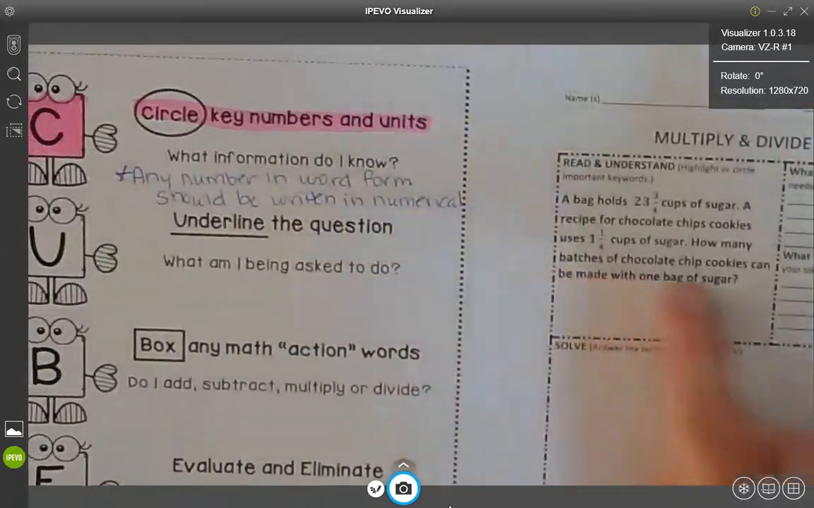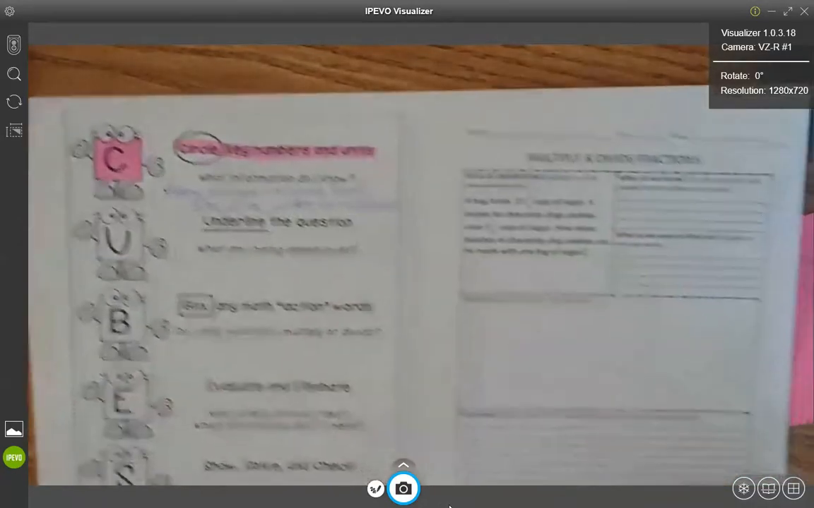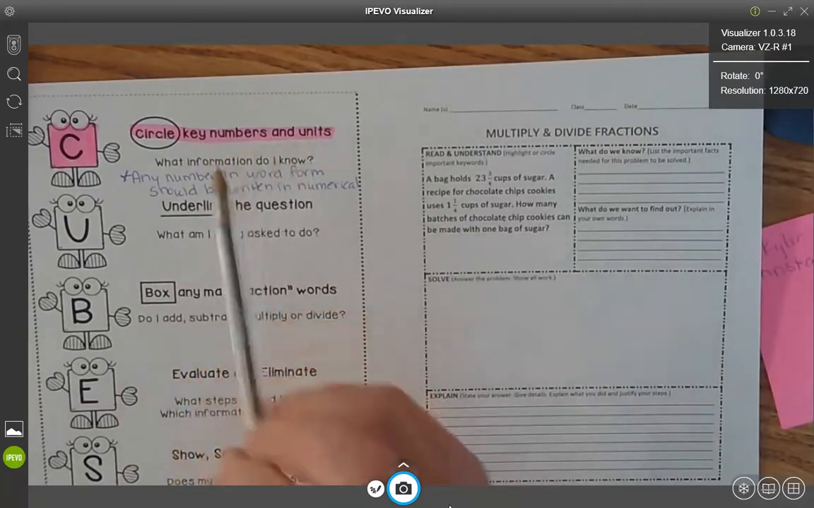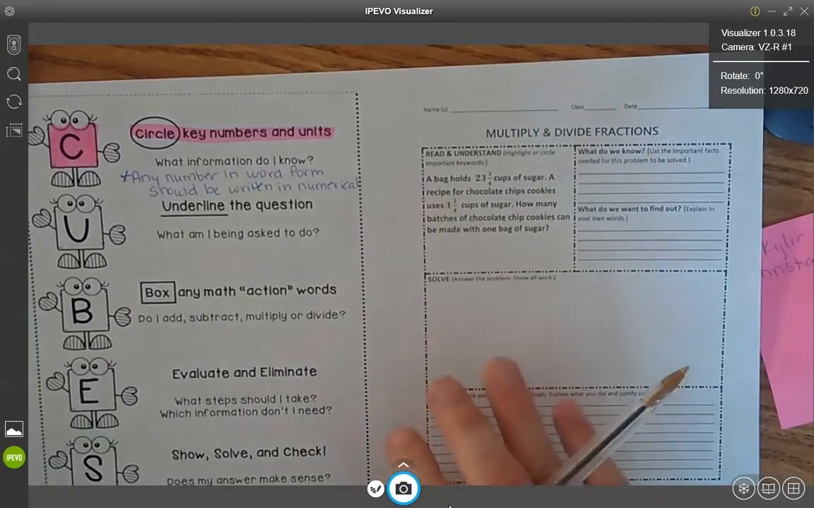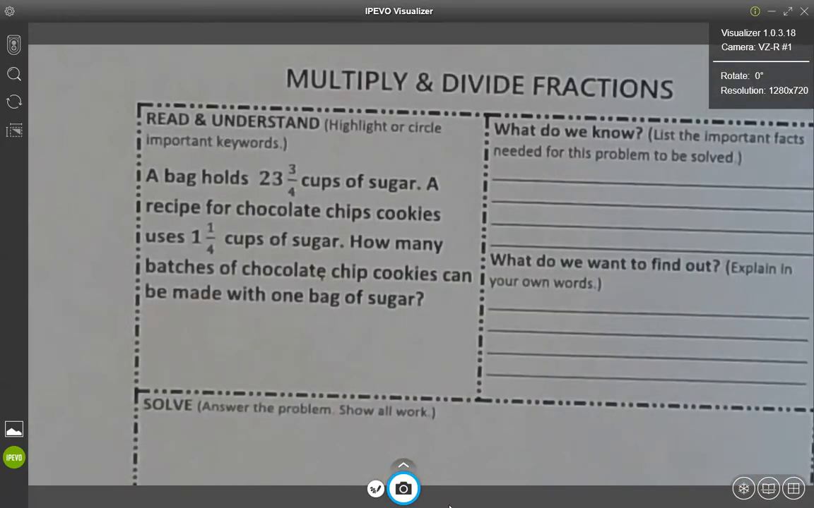This right here was an example of something we were going to use to practice using cubes. So again, C stands for circling key numbers and units. And any kind of number that's in word form needs to be rewritten in numerical form. So if we read this problem, it says a bag holds 23 and 3/4 cups of sugar. A recipe for chocolate chip cookies uses 1 1/4 cups of sugar. How many batches of chocolate chip cookies can be made with 1 bag of sugar?